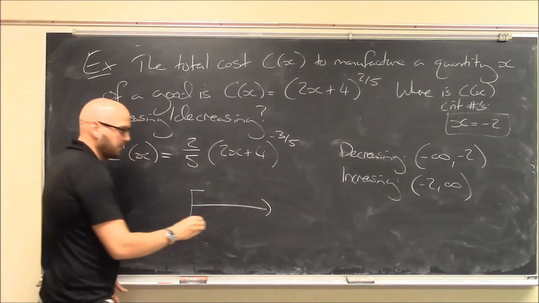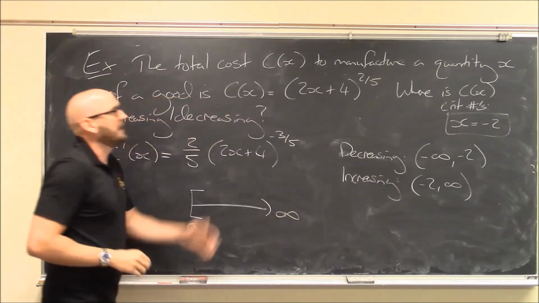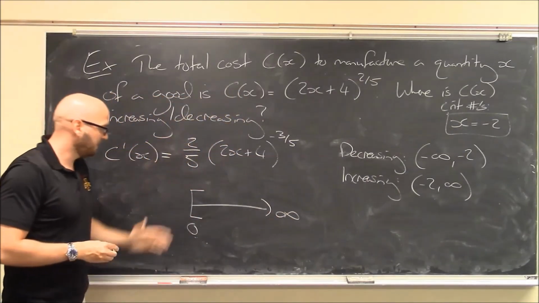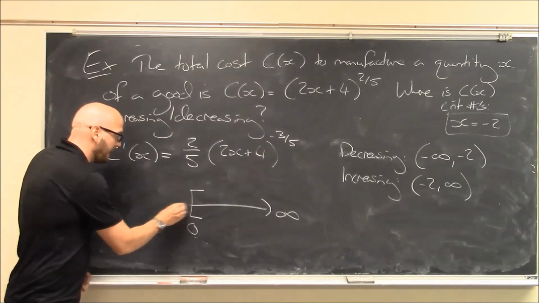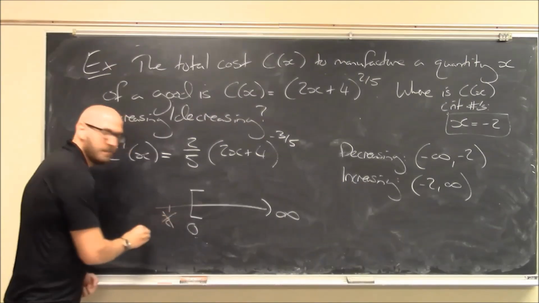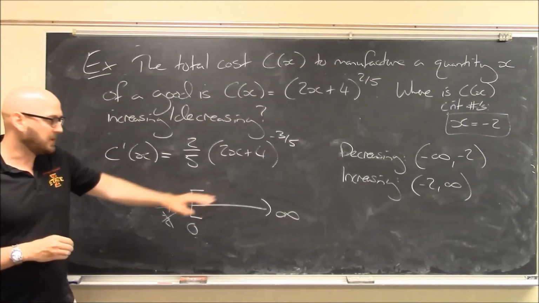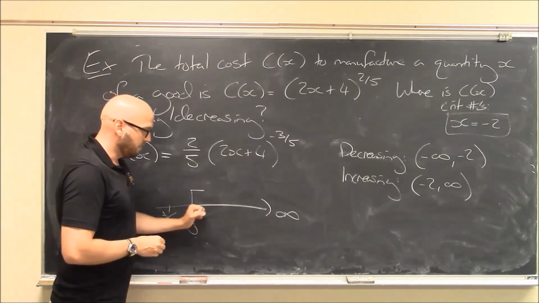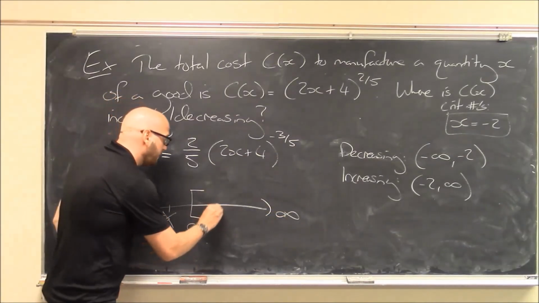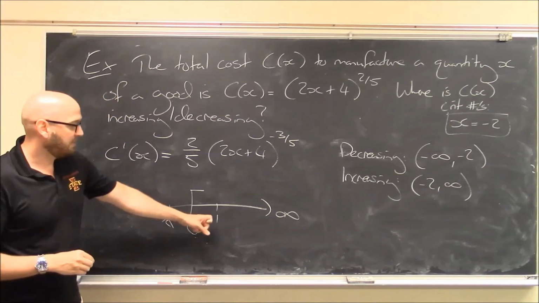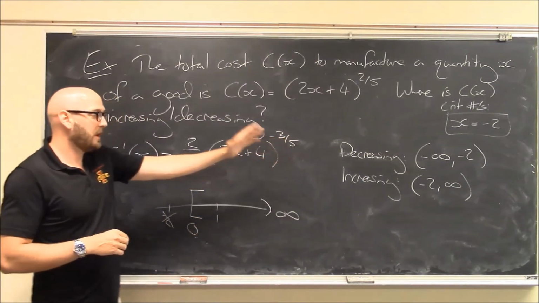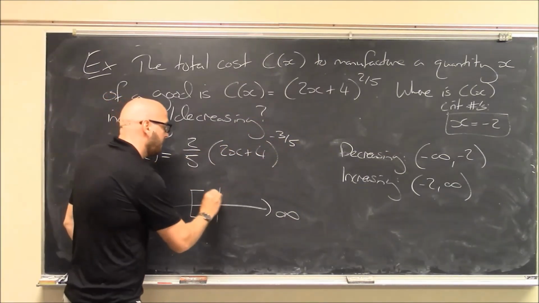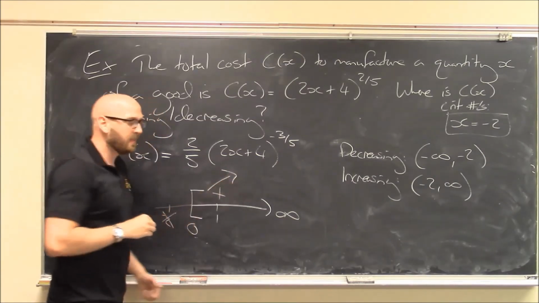So instead of plotting the whole real number line, it's really only defined from 0 to infinity, right? I can't manufacture a negative number of goods. That means that the critical number we had out here, minus 2, doesn't matter anymore. It's not even in the domain of the function. So you would just have a single interval here, and you would just plug in a point. Maybe you plug in a derivative at 1. If you plug in the derivative at 1, I promise you'll find it's positive, so it's still increasing.